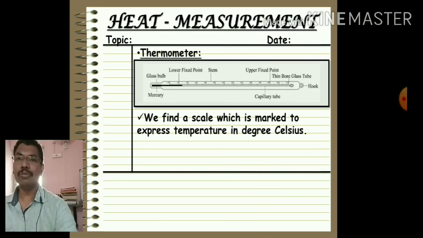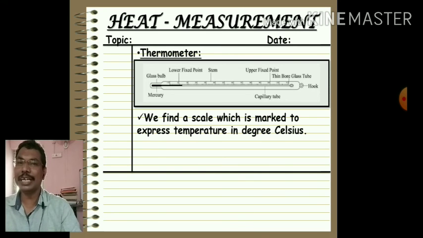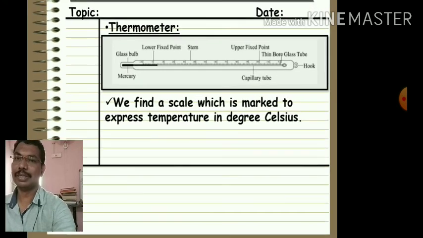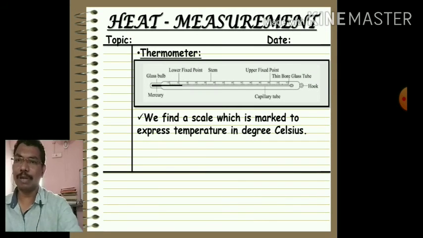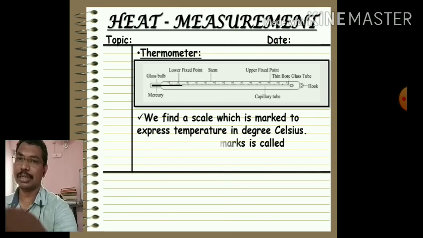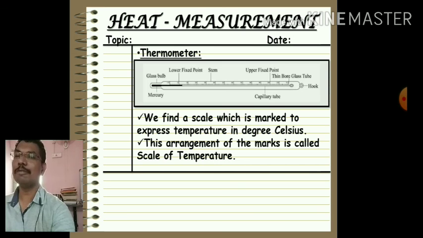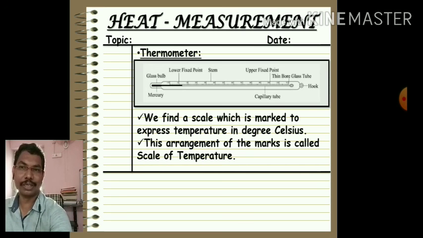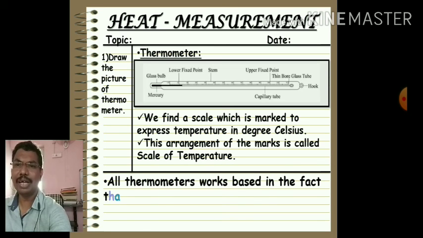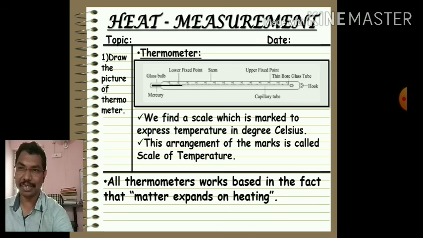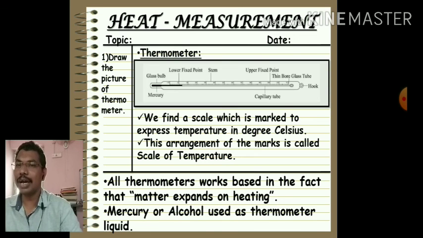Now we find a scale which is marked to express temperature in degrees Celsius. In the laboratory thermometer especially, all the temperatures are measured in degrees Celsius. This arrangement of marks is called the scale of temperature. All thermometers work based on the fact that matter expands on heating. And mercury or alcohol is used as the thermometer liquid.